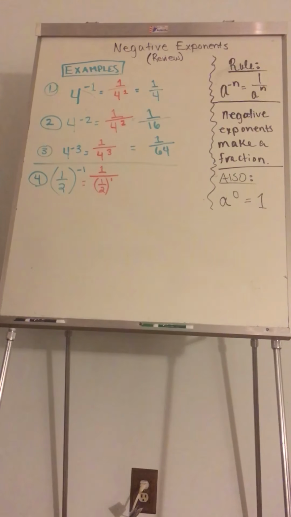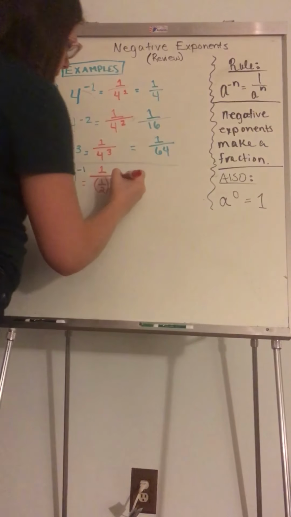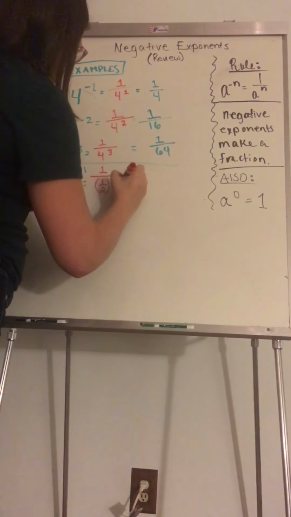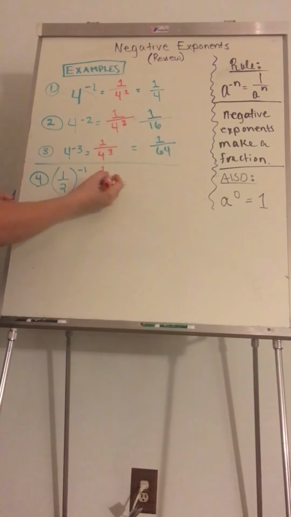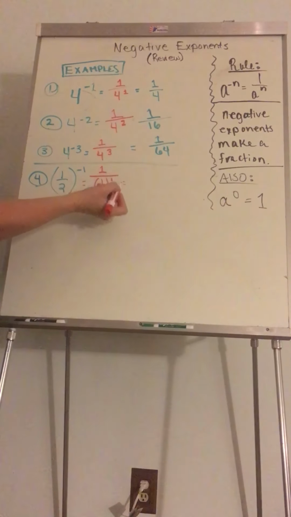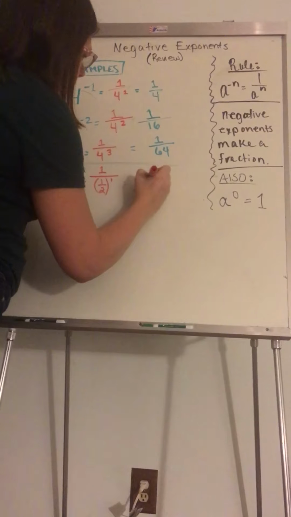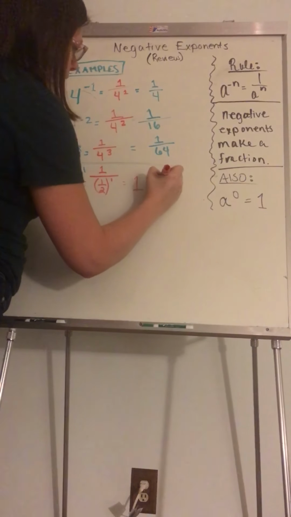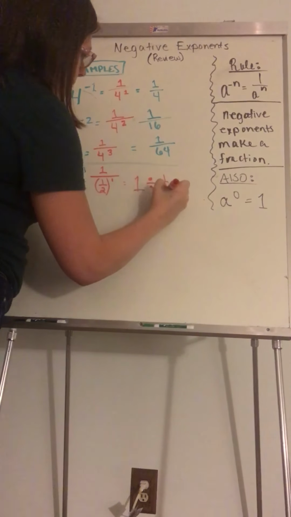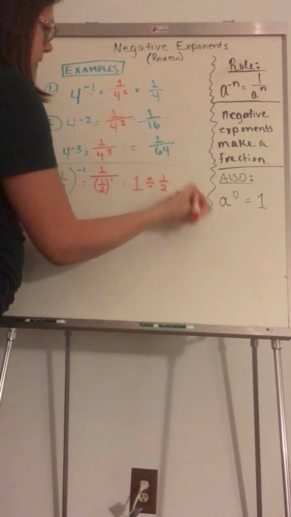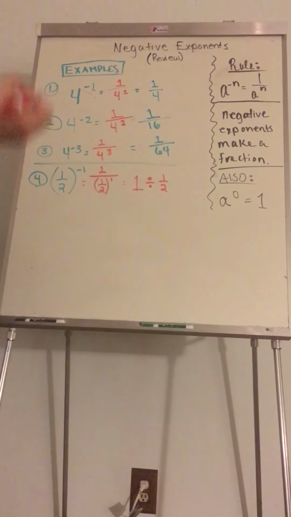I'm going to rewrite that horizontal instead of vertical so we can simplify it. Okay? Now, I may have skipped this. Any number to the 1st power is just that number. So I will then have 1 divided by 1/2.